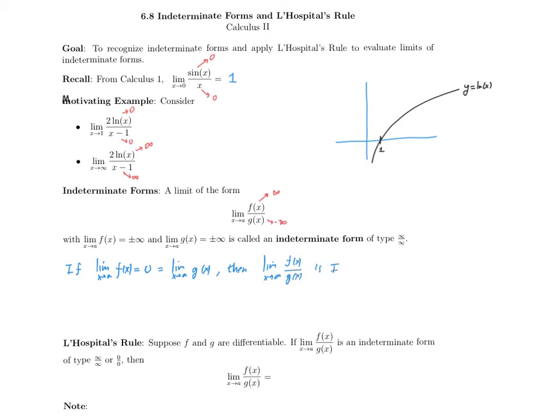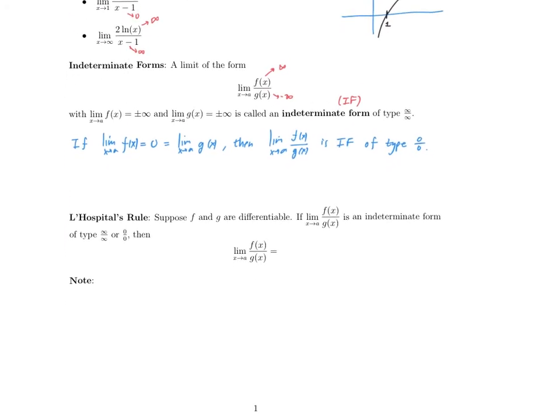And I will oftentimes abbreviate, and I will use IF to represent indeterminate form, and later on I will also use LH to represent L'Hopital's rule. So in this case we say that the limit is an indeterminate form, now of this type 0 over 0. And if we can identify that we have an indeterminate form, then we can use L'Hopital's rule to evaluate the limit.